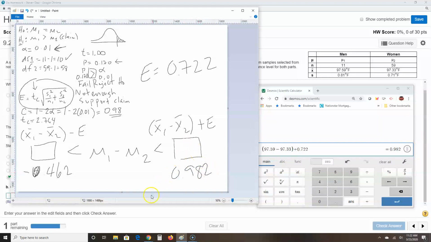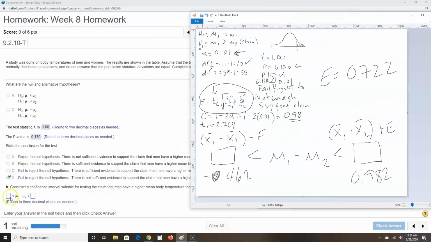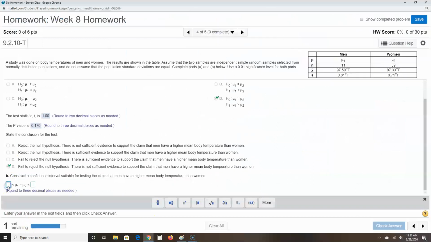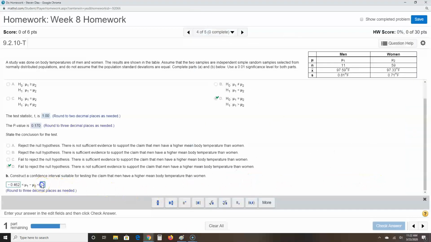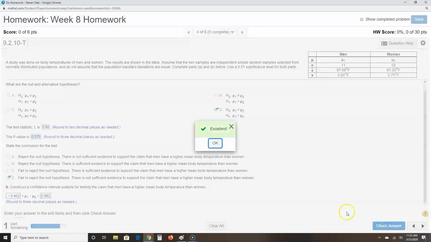All right. And that's what I'm going to type in my answer here. So let's do that. Negative 0.462. Let me double check I put that correctly. Yeah. And on the other one is 0.982. Again, I'm going to double check I put that correctly. Good. And now I'm going to check my answer. There you go. That's how you do that. All right, I hope this helps.